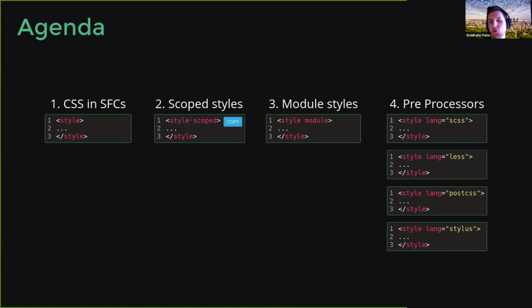So I would say use the scoped attribute and use a preprocessor, and I think you're good to go. I think that would also be very useful if you're building library components, let's say a design system or things like that, so that each component stays contained.